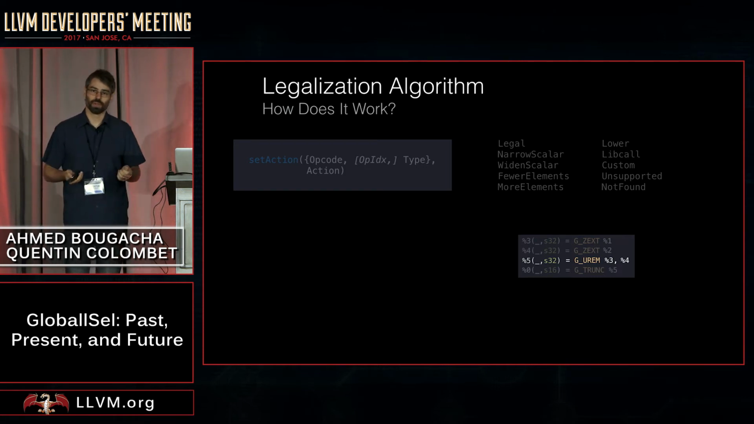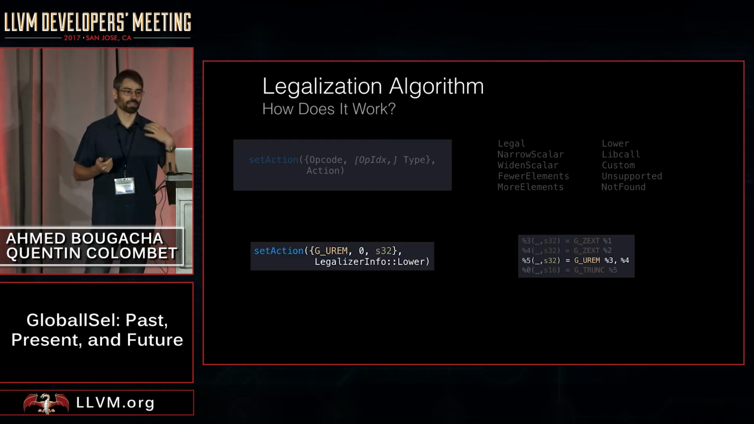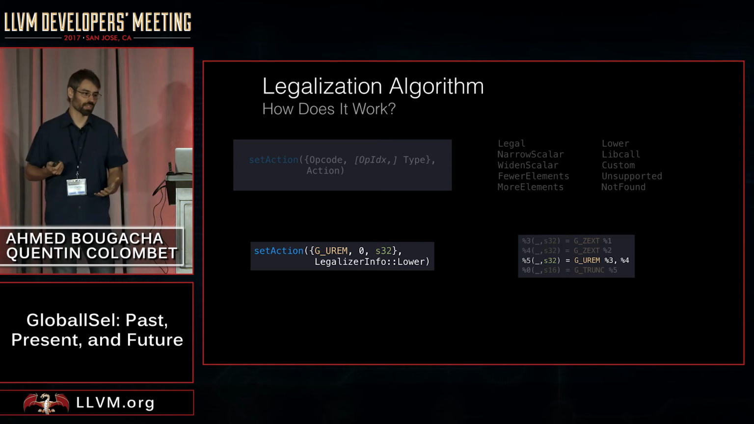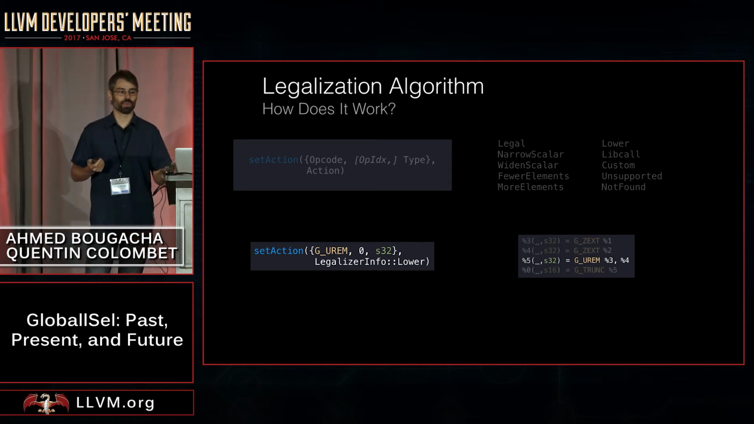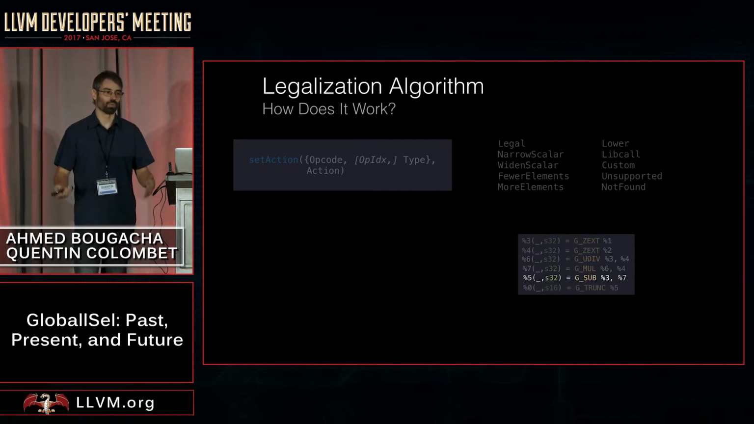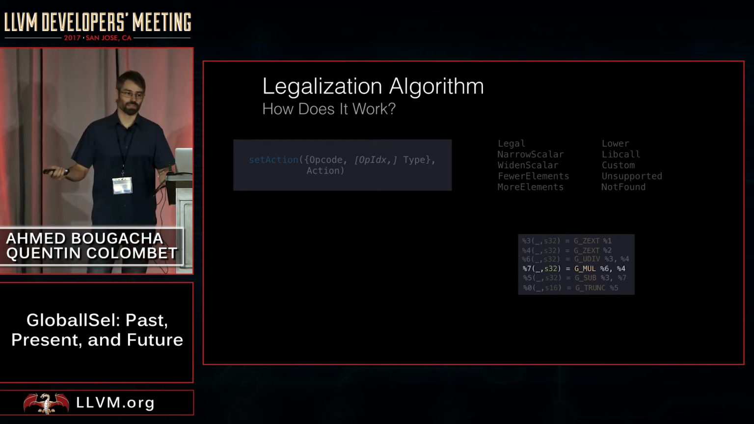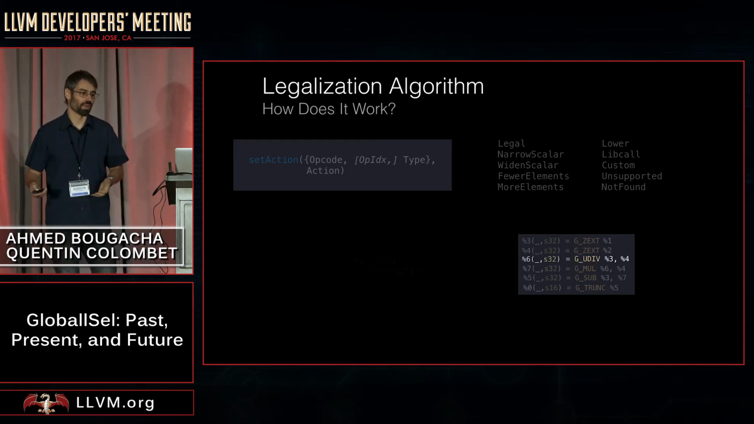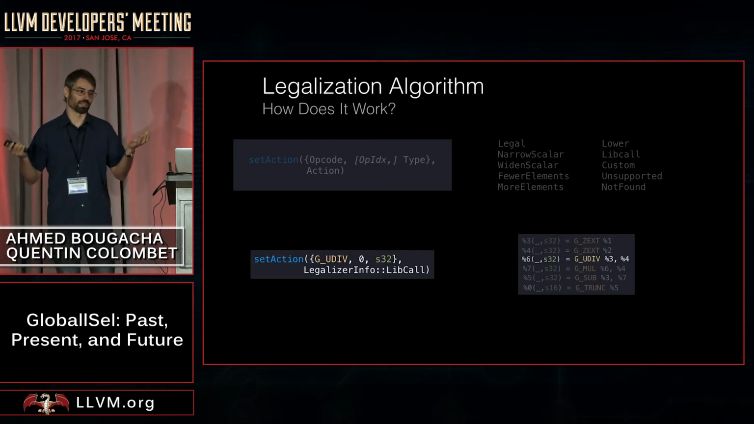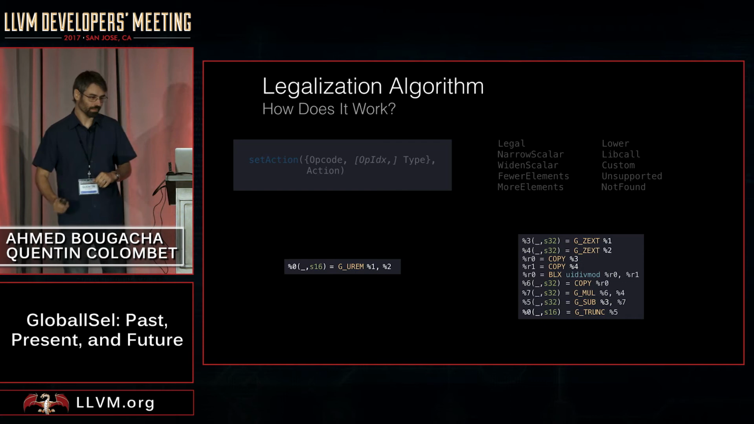Now, thanks to Christophe Bale's work, we have a legalization step going on, and that is going to keep looking into the table for set actions, and is going to see that, oh, actually this urem needs to be lowered into a simpler sequence of instructions. So it will do that, and then it will go bottom up, look at all the instructions that you created, and look at the set action for those. Here, the sub is legal, so there's nothing to do. The multiply is legal, there's nothing to do. And finally, we look at the division, and it says it's a lib call, and it's going to expand it, and the legalization is done for this sequence.